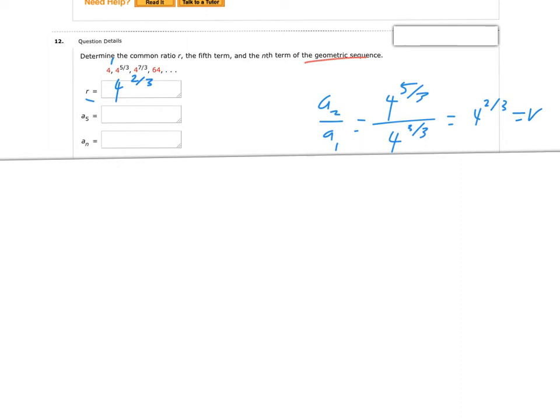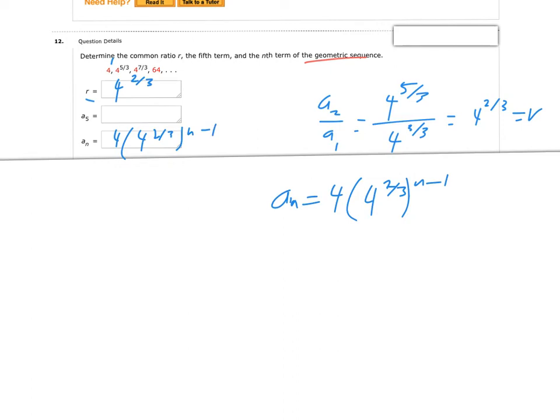So now to figure out a sub 5, actually I would do a sub n next. So a sub n I know is going to be a sub 1 times r to the power of n minus 1. So that's what I'm going to put there. You actually can simplify that a lot, but you don't need to in this question. I'm just going to leave it like that.